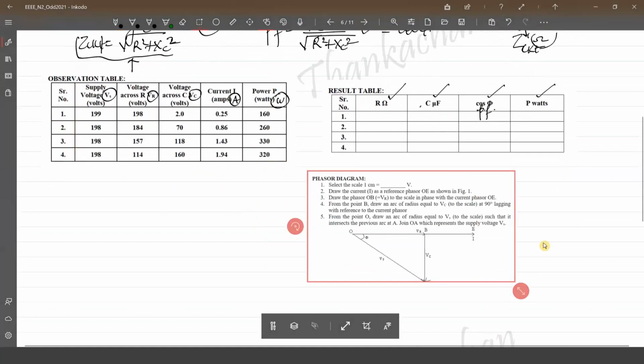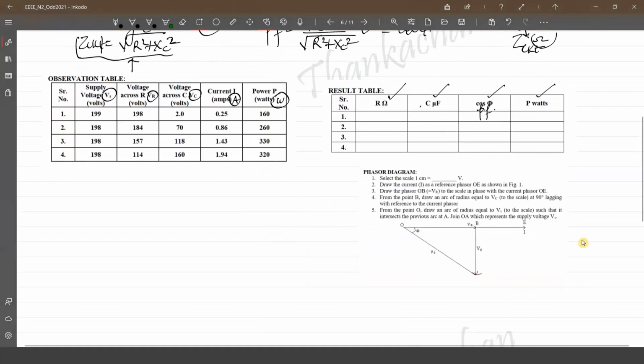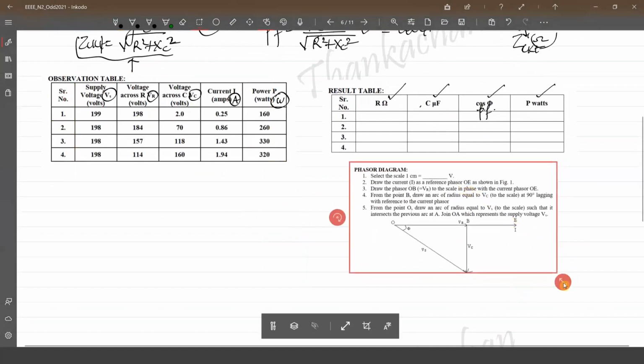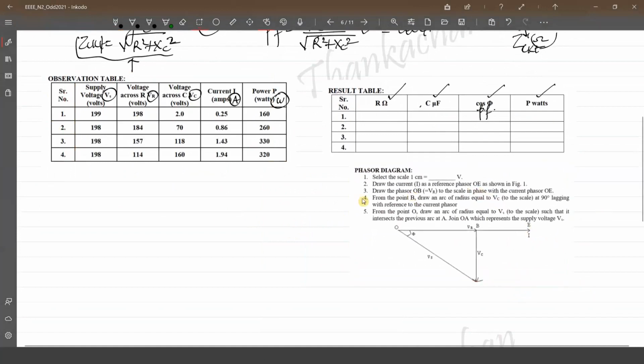So this is the phasor diagram which you need to draw. Same thing I will be telling you for R, your choke coil also. Let's first see for a capacitive circuit. So how will you draw this?